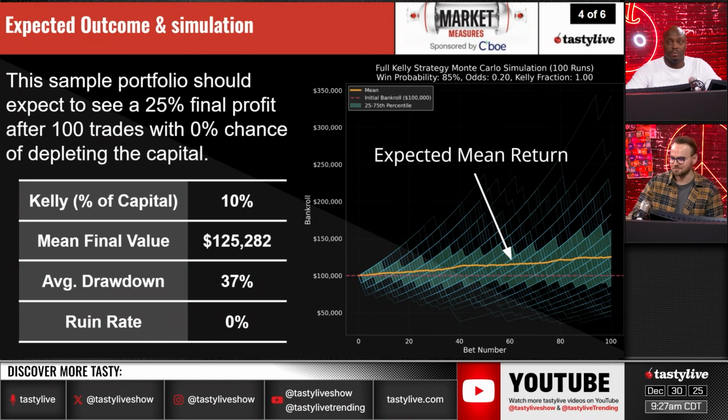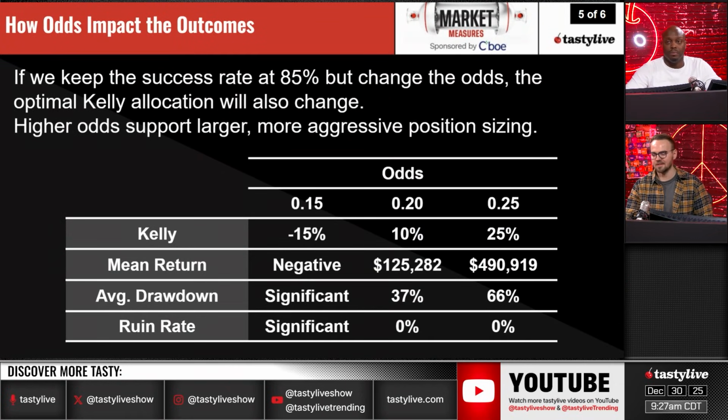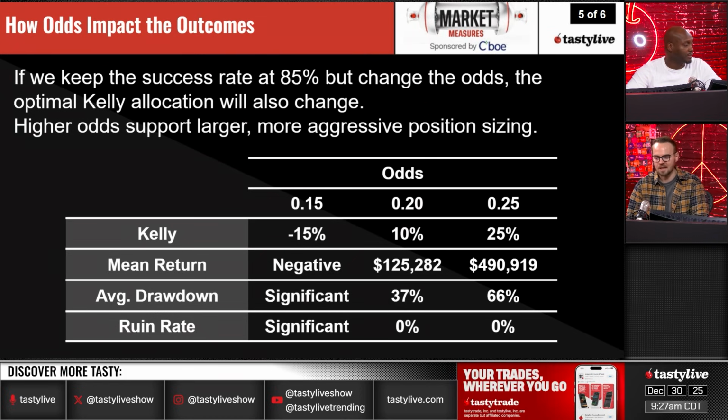Next slide, please. If we keep the success rate at 85% but change the odds, the optimal Kelly allocation will also change. Higher odds support larger, more aggressive position sizing. So if we look at 15%, 20%, and 25% odds, your Kelly is going to ultimately go from 15 to 25. So the mean return, if your odds are lower, shifts negative. Average drawdown is significant, ruin rate is significant, and this is just on a 5% change.